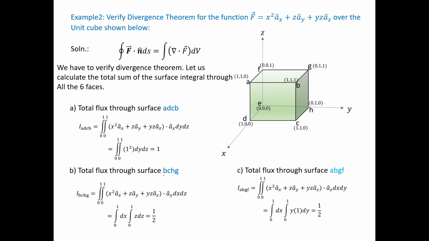The second face, BCHG. Its outward normal will be in the y direction, and if you take the small area, it will be dz and dx. So the direction is ay, dx and dz. It will be 1 by 2. Ay will dot with ay only.